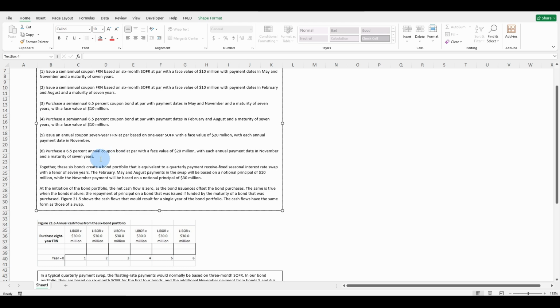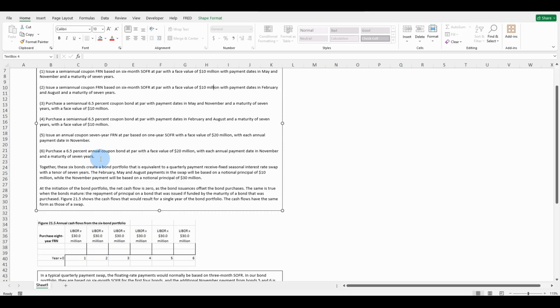Issue an annual coupon 7-year fixed rate note based on 1 year SOFR with a face value of $20 million with each annual payment date in November. Purchase a 6.5% coupon bond at par with a face value of $20 million with each annual payment date in November and a maturity of 7 years. Together, these 6 bonds create a bond portfolio that is equivalent to a quarterly payment received fixed seasonal interest rate swap with a tenure of 7 years.